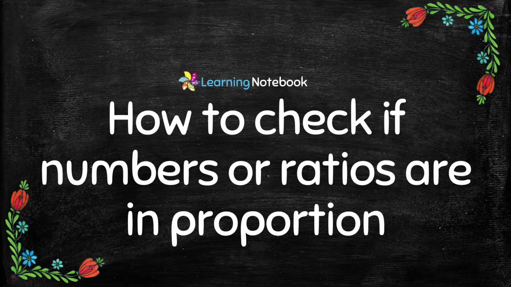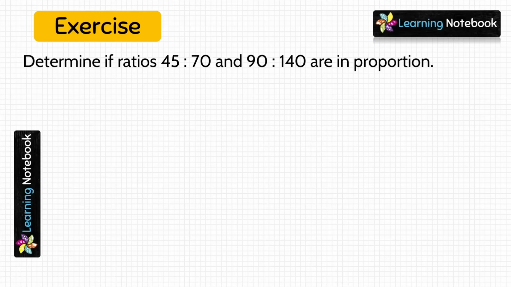Now let's see how to check if numbers or ratios are in proportion. Question is, determine if ratios 45 is to 70 and 90 is to 140 are in proportion. Students, we learned that the ratios are said to be in proportion if they are equal. So let's simplify both these ratios and check if they are equal.